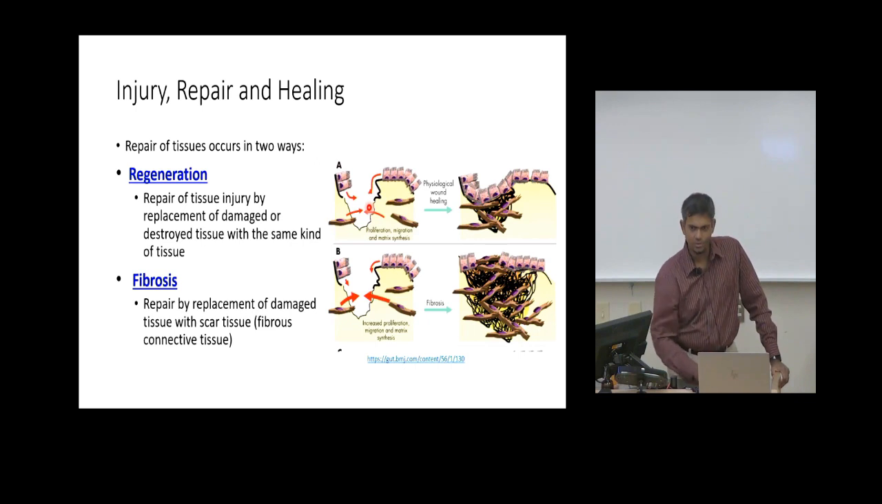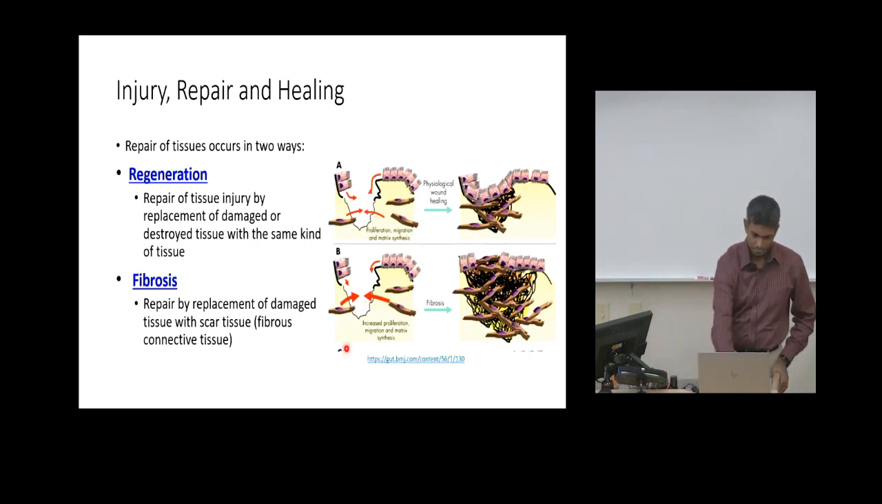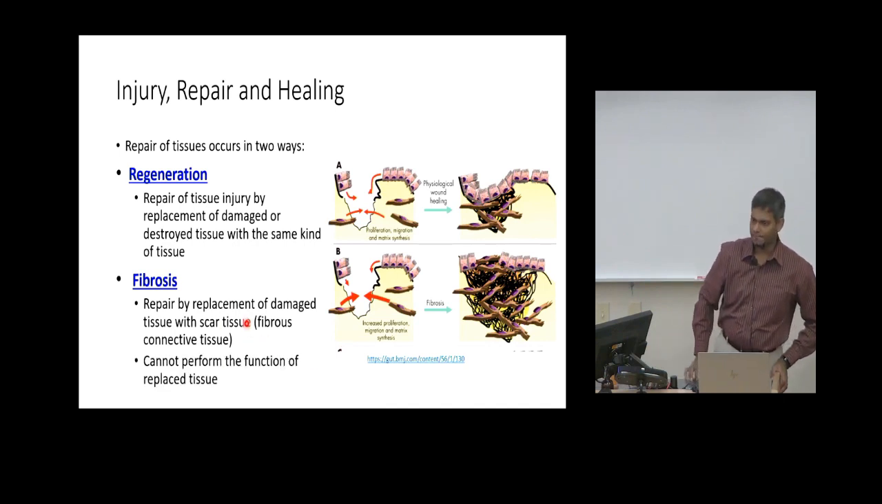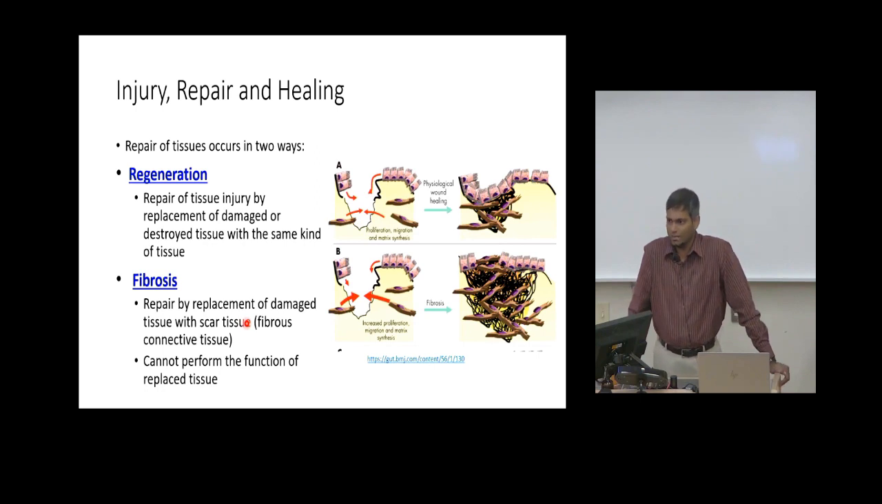Fibrosis, on the other hand, is when the damaged tissue, let's say the muscle was damaged, is replaced by scar tissue. That is known as fibrosis. And the concern with fibrosis is that the repaired tissue cannot perform the function which it formerly used to. For example, the muscle was damaged and you have fibrous connective tissue that cannot contract like how the muscle could contract.